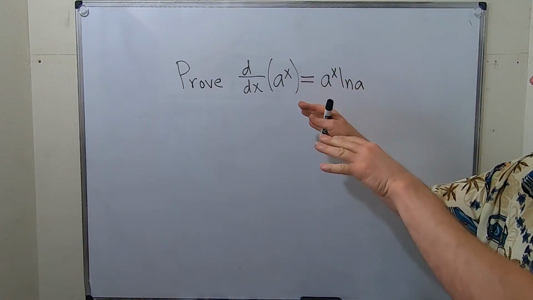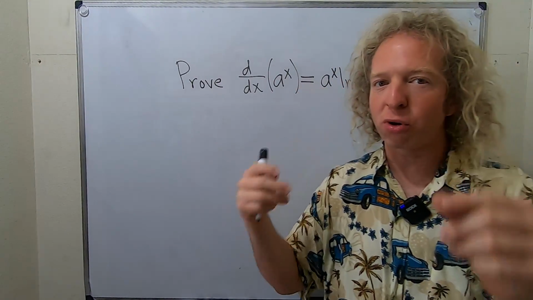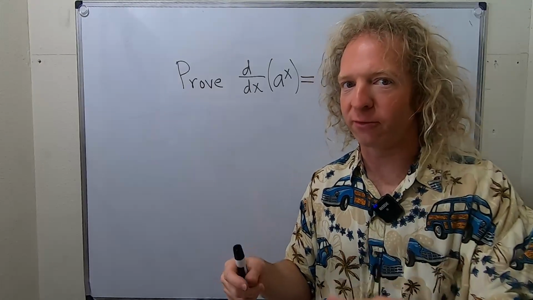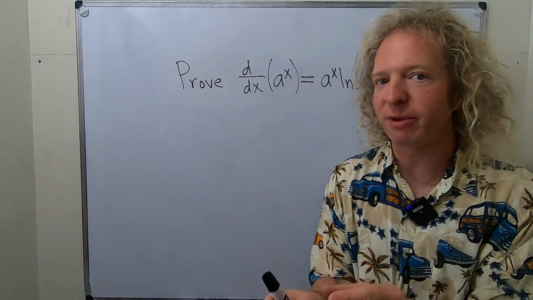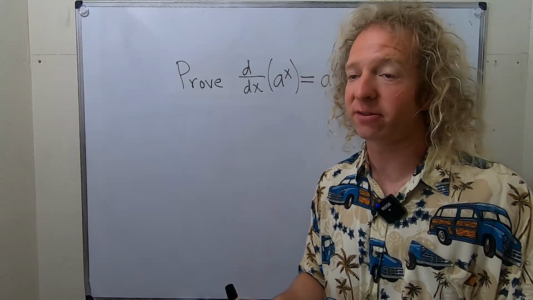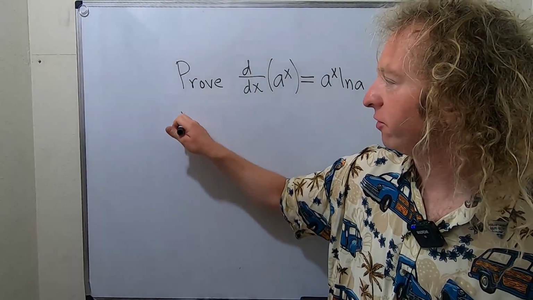So if you ever forget what the formula is, you probably won't forget the proof if you know the proof. That's oftentimes the case in math. If you know the proof, then you can memorize the formula for the rest of your life. So let's go through the proof very briefly. So, proof.